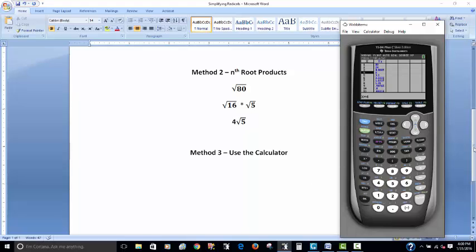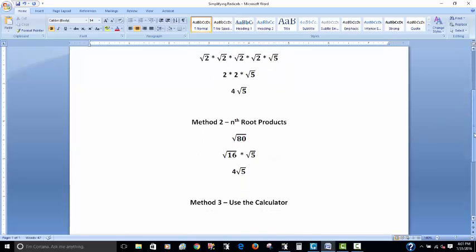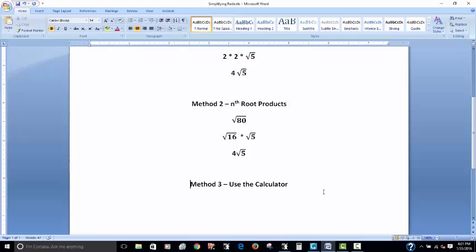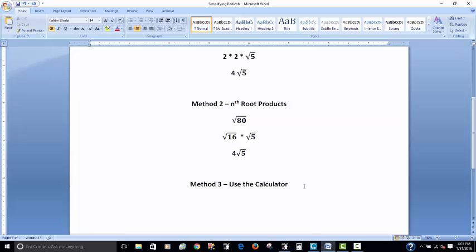So again, the 3 methods that you have: prime factorization, breaking everything down. We also have finding the nth root of the products, breaking it down. We also have the calculator. Now, this doesn't just work for square roots. This also works for cube roots, fourth roots, fifth roots, sixth roots, whatever. And let me show you that.